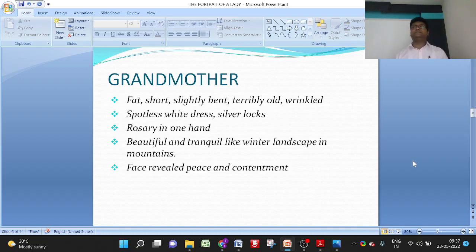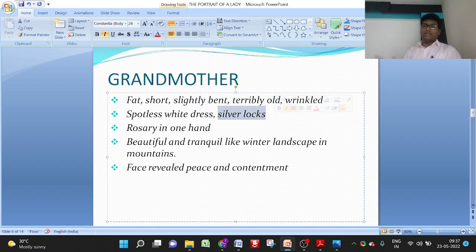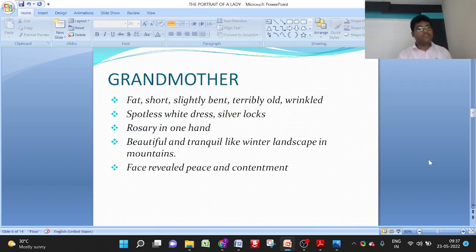So now coming to the grandmother. The grandmother was fat, short, as you can see here, slightly bent, terribly old, wrinkled, and wearing a spotless white dress, having silver locks. Definitely, when someone is too old, these are the features. And old people are supposed to be religious, irrespective of the religion, irrespective of the sect. So a rosary was in one hand, like Hari Om Tat Sat, with the beads being counted while praying. So this is all about the description of the grandmother.